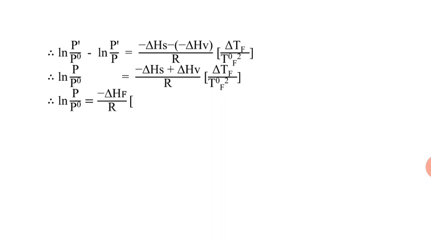Therefore ln p upon p0 is equal to minus delta Hf upon R. So minus delta Hs plus delta Hv upon R is nothing but minus delta Hf. So we get equation number 3. Here the value of minus delta Hs plus delta Hv is nothing but delta Hf, that is next.